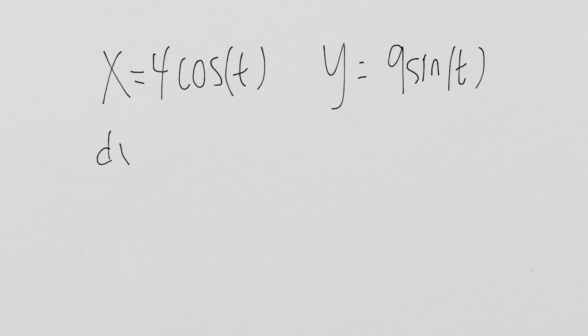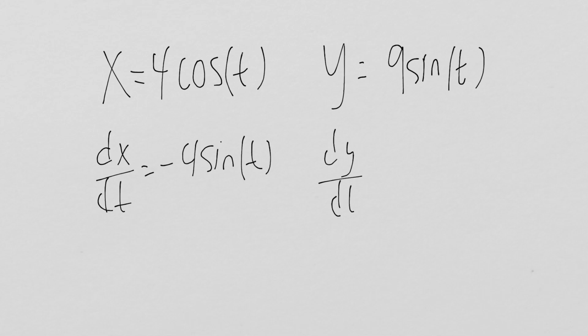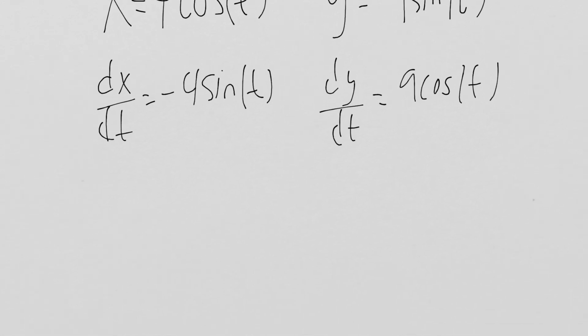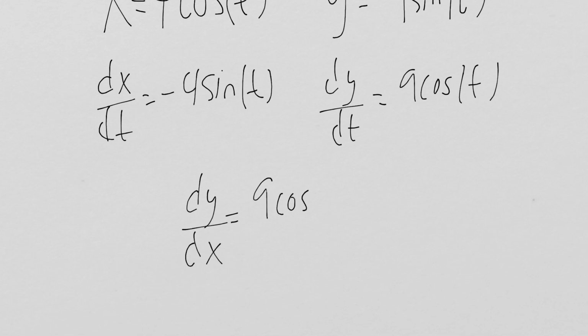So dx/dt is negative 4 sine, derivative of cosine's negative sine. dy/dt is 9 cosine. So dy/dx is going to be 9 cosine divided by negative 4 sine.